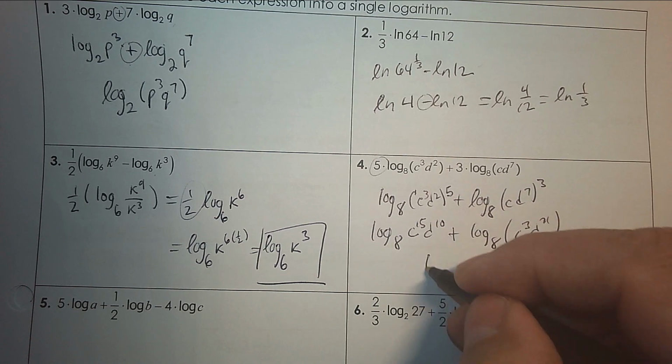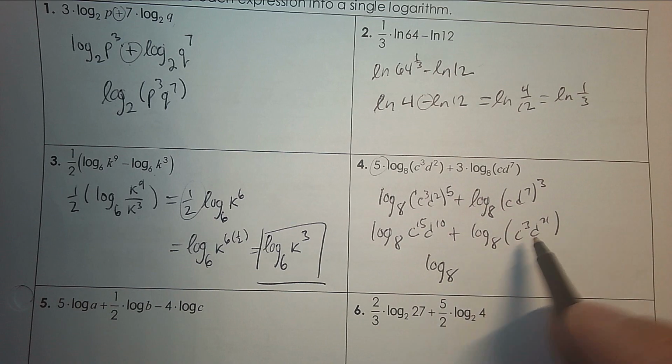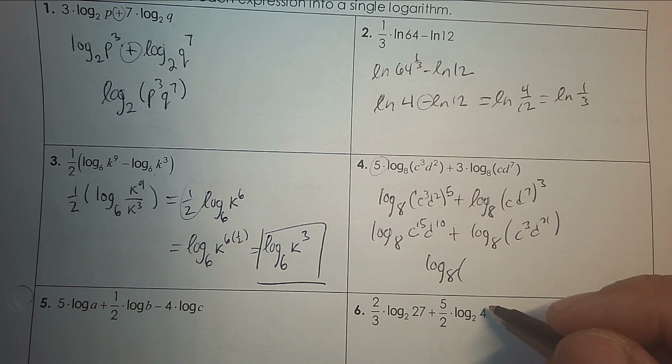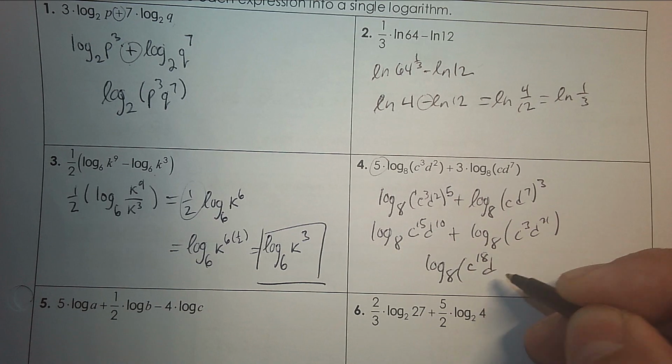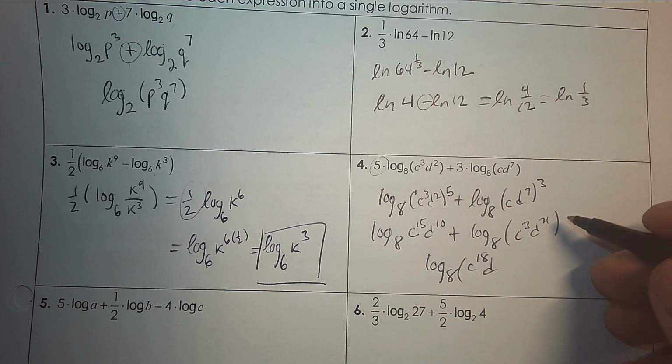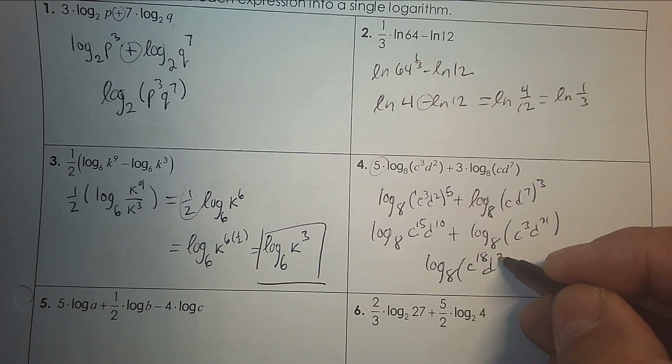Then when I write this as one logarithm and I multiply, I add the exponents. So 15 and 3 is c to the 18, 10 and 21, that's 31.